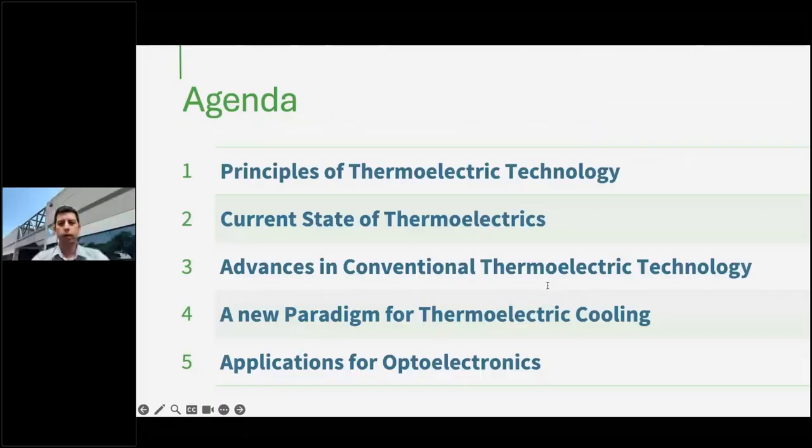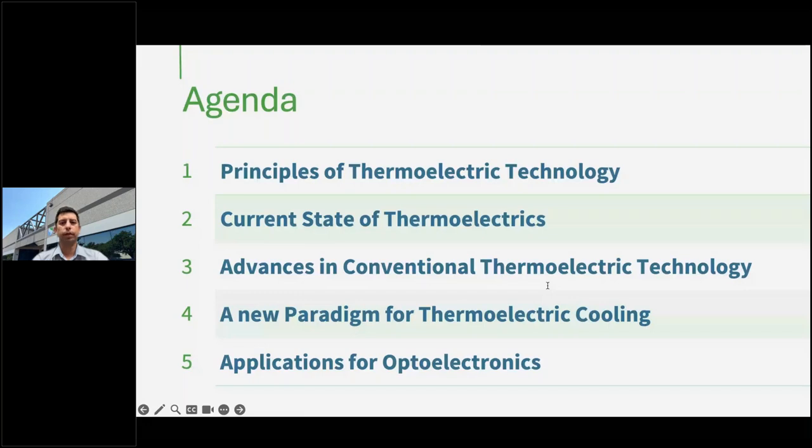I'm Ian DeFilippi. I'm the Director of Product Management at Sheetak. As I was saying, we are going to discuss the fundamentals of thermoelectric technology, the advances that Sheetak has made for the industry, and applications for optoelectronics using thermoelectric cooling.